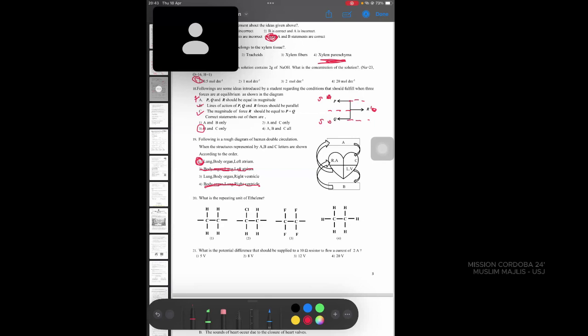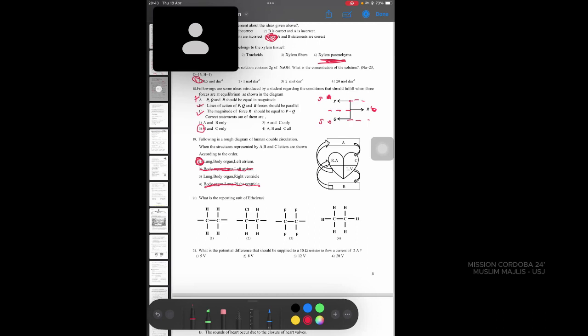What is the repeating unit of ethylene? Now, ethylene is used to make something called polythene. What is the monomer of polythene? Can someone tell me? Ethene. Yes, very good. Ethene.